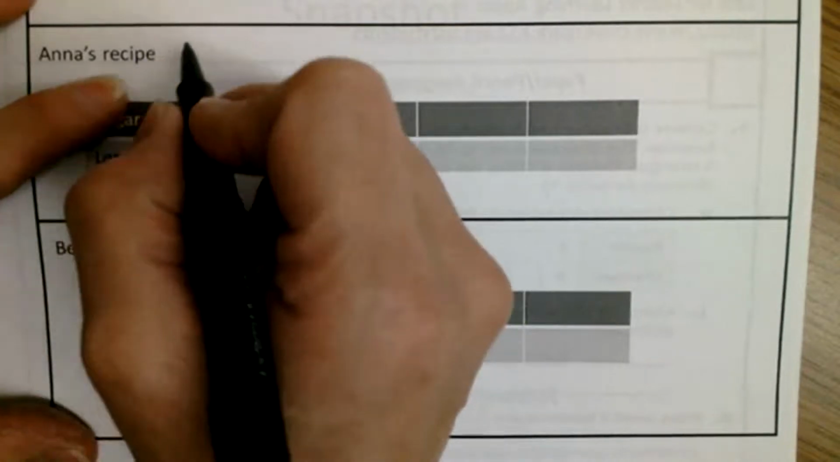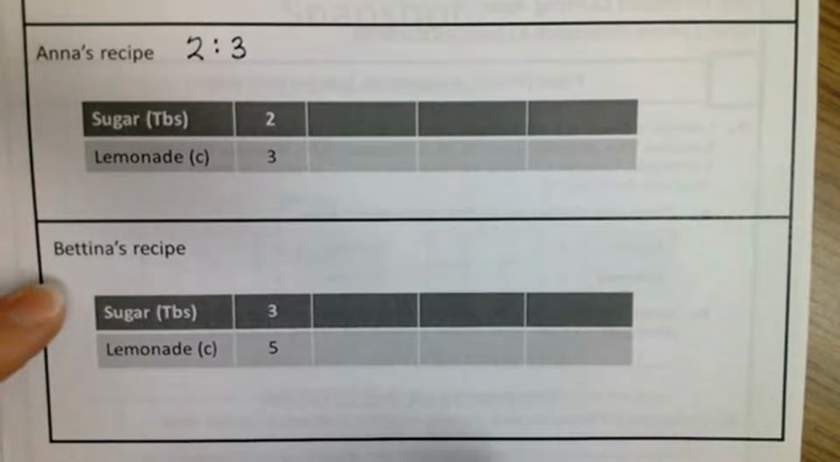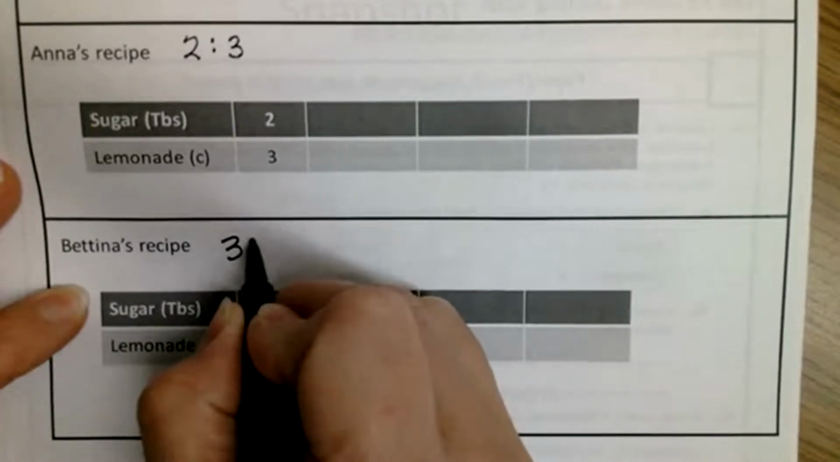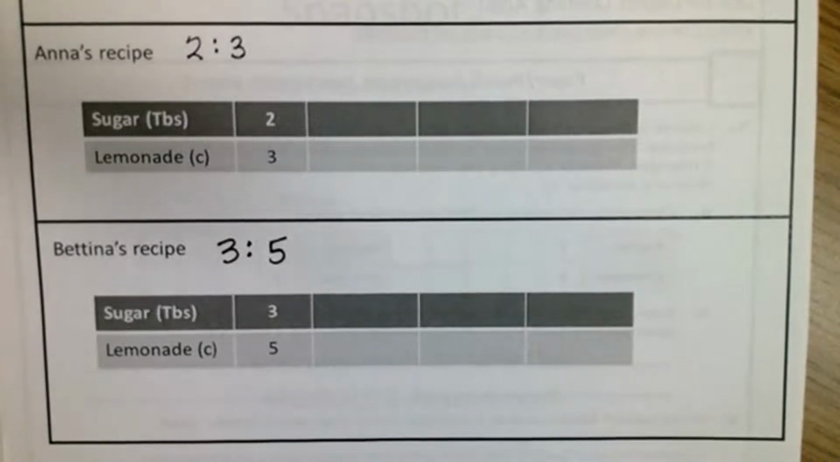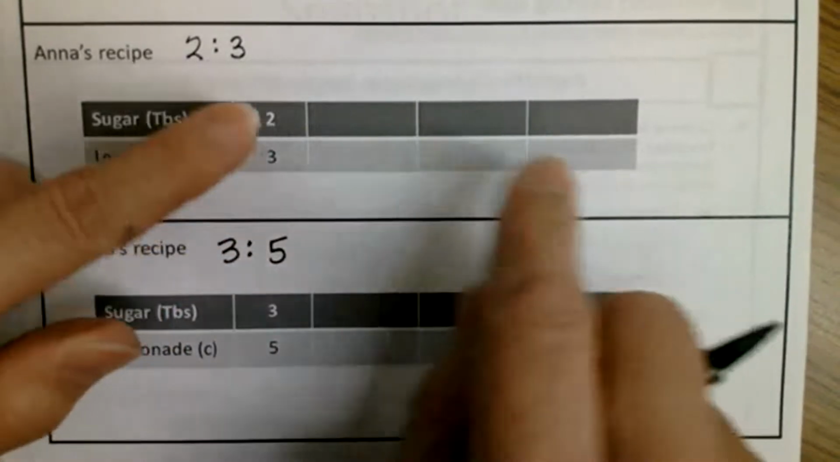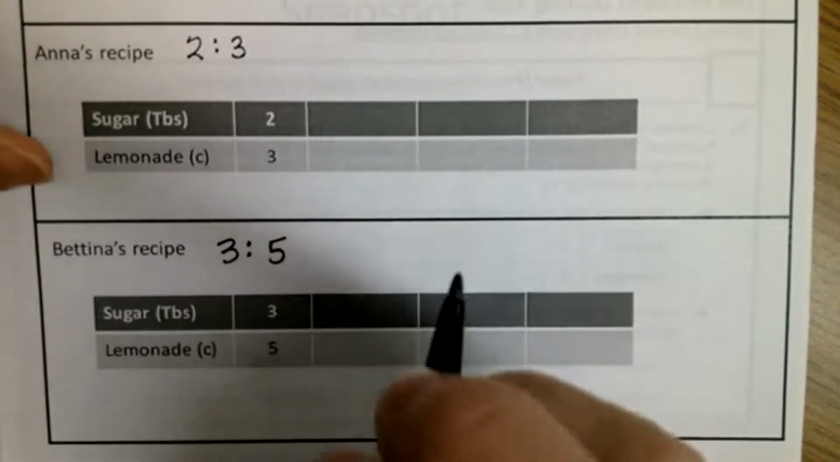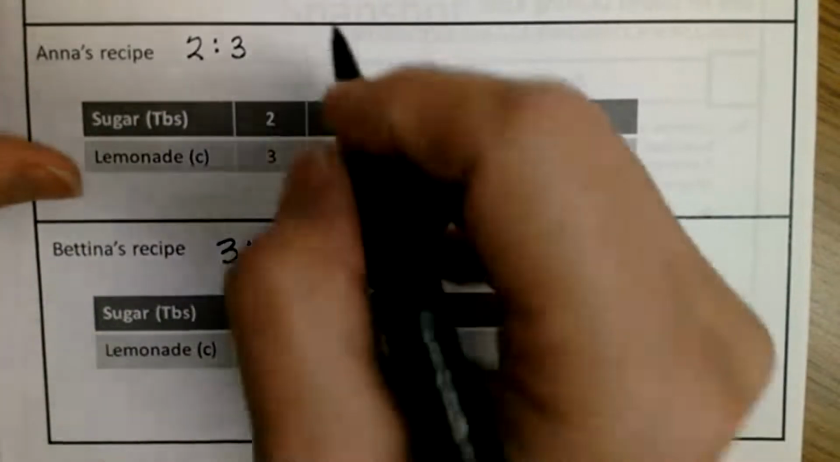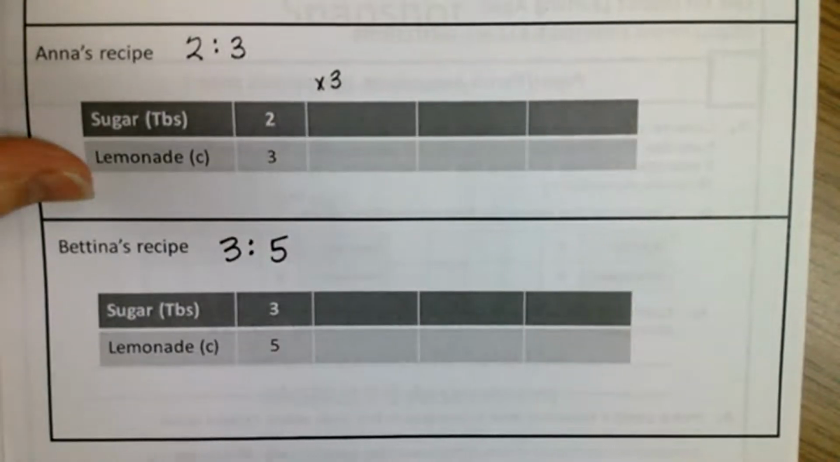Remember, Anna's ratio is basically 2 tablespoons of sugar to 3 cups of lemonade. Bettina's is 3 tablespoons of sugar to 5 cups of lemonade. And we're going to try to figure out which one is more sweet. Now, I can make equivalent ratios by multiplying the top and the bottom by the same number. So we're just going to start by multiplying by 3, okay? Multiply the top and the bottom by 3.